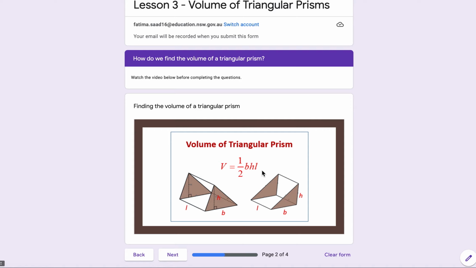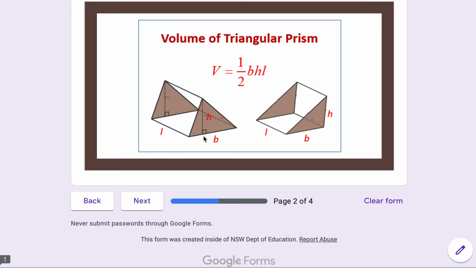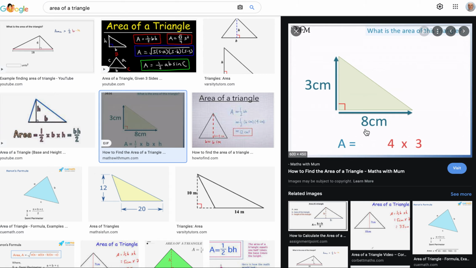Now before we move on, imagine you have an exam one day and you're like, oh, I forgot the formula. Don't worry. Because essentially, this formula is following the same principle as the last lesson, where you were multiplying the area of the face, so the front face of the object, by its length. If you remember a long time ago, we looked at the area of triangles as being half times base times height.